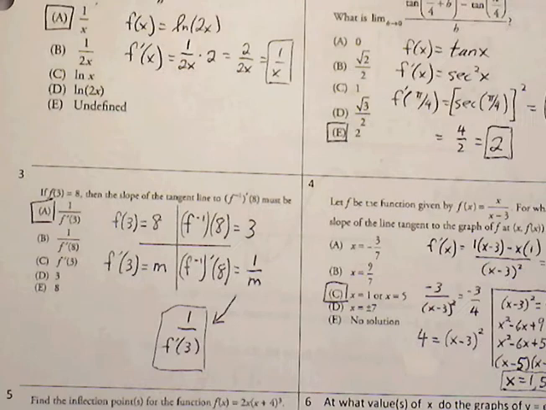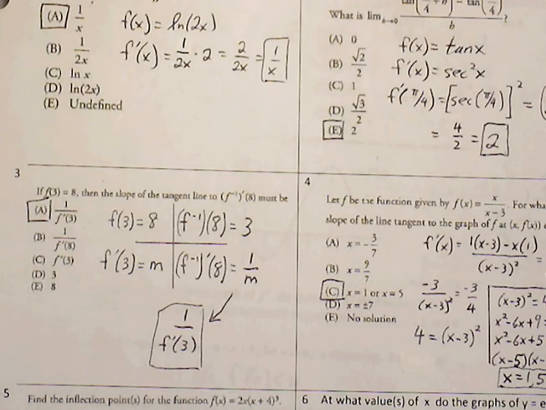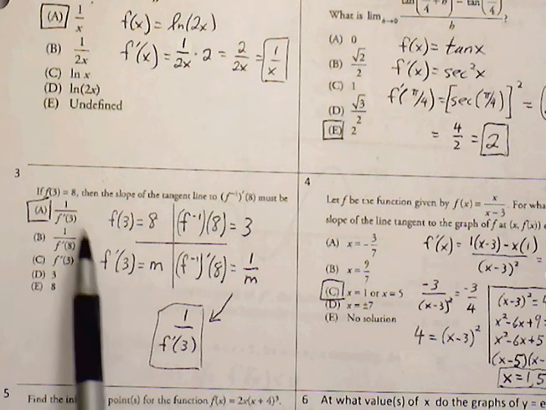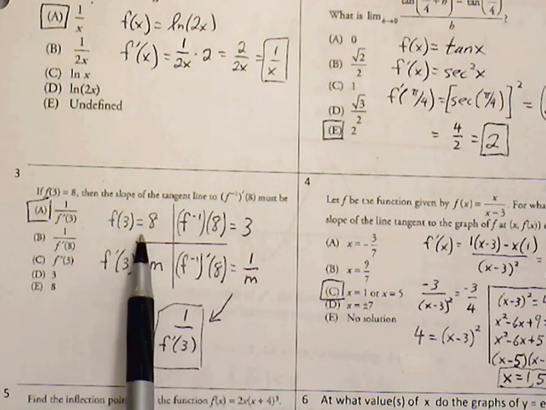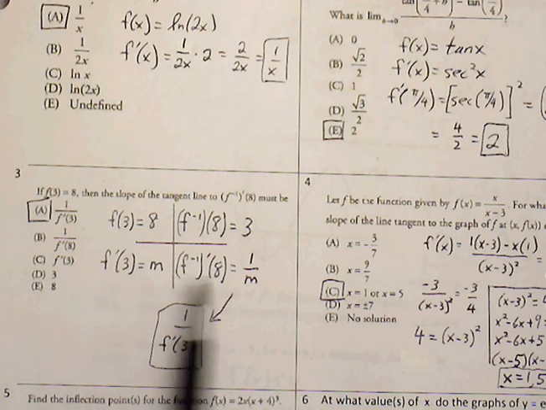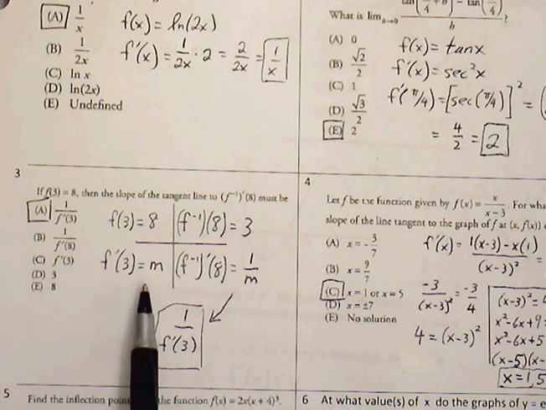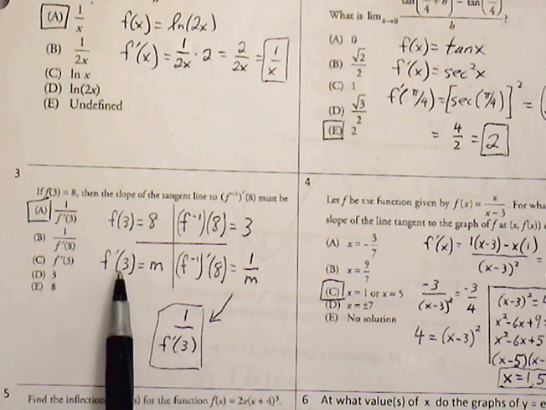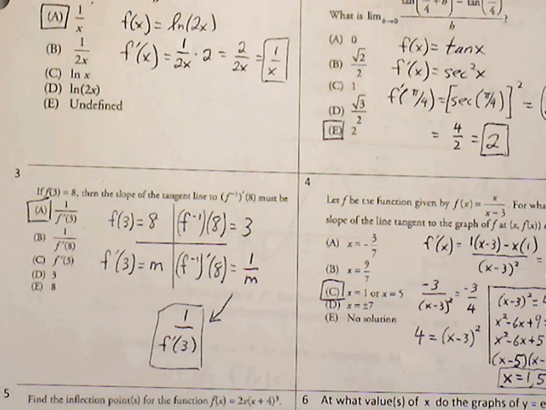Okay, number 3. We need to know the relationship between a function and its inverse, as well as the relationship of the slope between a function and its inverse at a point. So I like to set it up this way, where the first row represents the relationship between ordered pairs between the function and its inverse, and the second row represents the relationship between the derivative at a point of a function and a corresponding point for the inverse function.